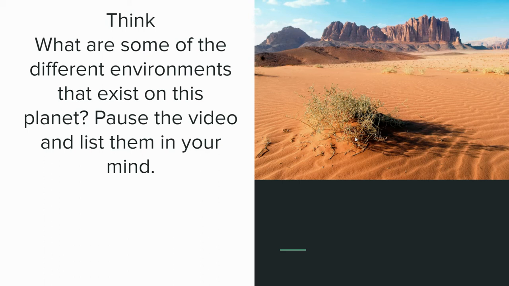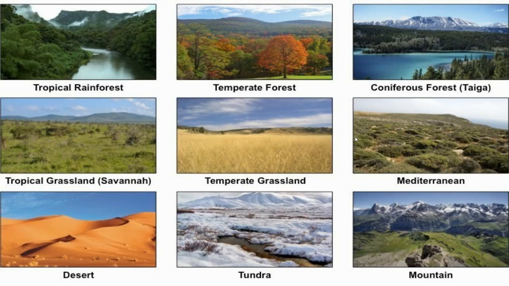All right, so let's see examples of different environments. They're also called ecosystems or biomes. This is vocabulary we'll go over at a later date. So here are different environments: tropical rainforest, temperate forest, coniferous forest or taiga, tropical grassland, Mediterranean, desert, tundra, and mountain. We also have ocean environments, aquatic environments. For right now, let's stick to land.